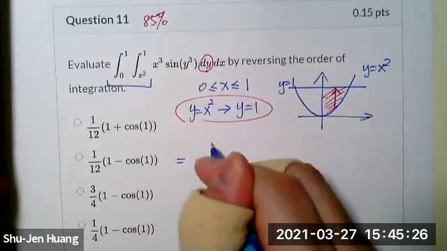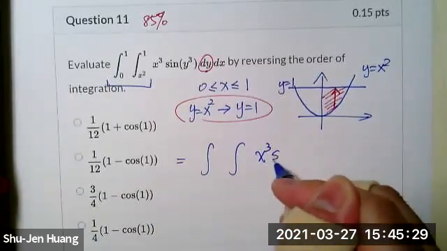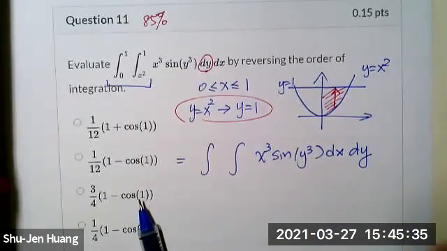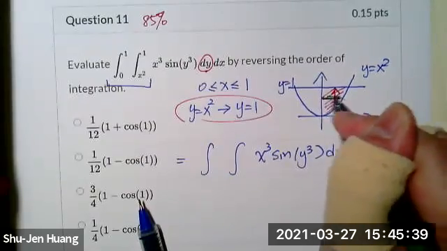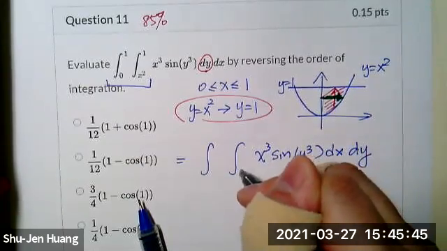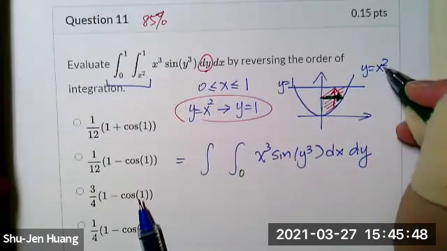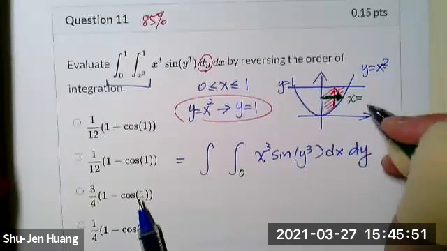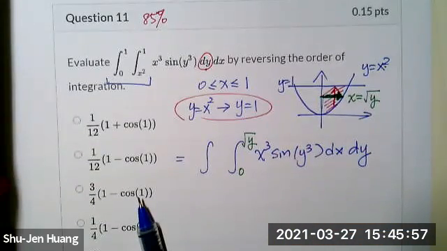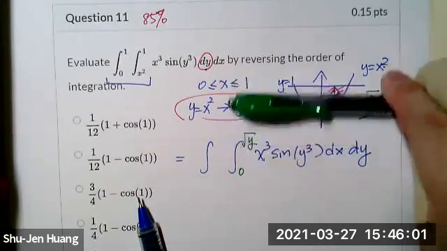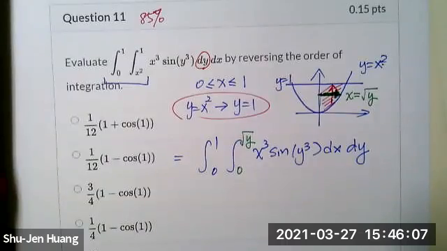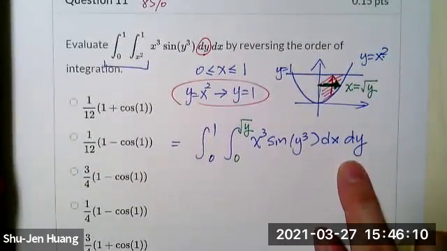Now we're going to change the order. We have x cubed sine y cubed, and we're going to do dx first and then dy. When we do dx first, we draw a line in the x direction. The left function is 0. The right function is the parabola, but now we want to write x in terms of y, so x equals the square root of y. Everybody okay with the bounds we have here for x? Now y is between two horizontal lines, 0 and 1. So here we have the bounds after we change the order of integration.